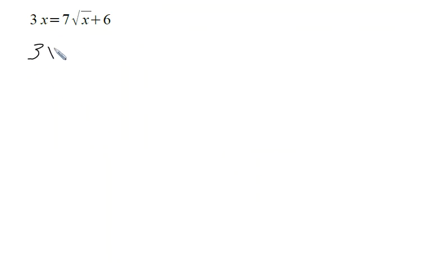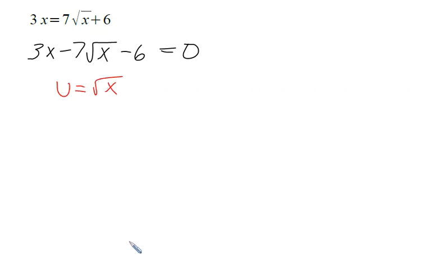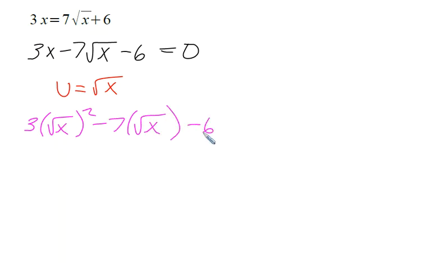Again, the first thing we want to do is build 0 on one side of the equation and get everything else on the other side of the equation. Now, as we look at this problem, if we thought about the substitution that u is equal to the square root of x, how this equation really would look is 3 times the square root of x being squared minus 7 times the square root of x minus 6 is equal to 0. When we make the u-substitution, then, we get 3u squared minus 7u minus 6 is equal to 0.